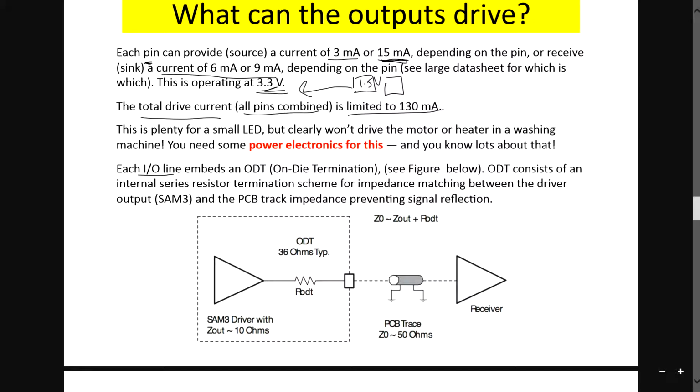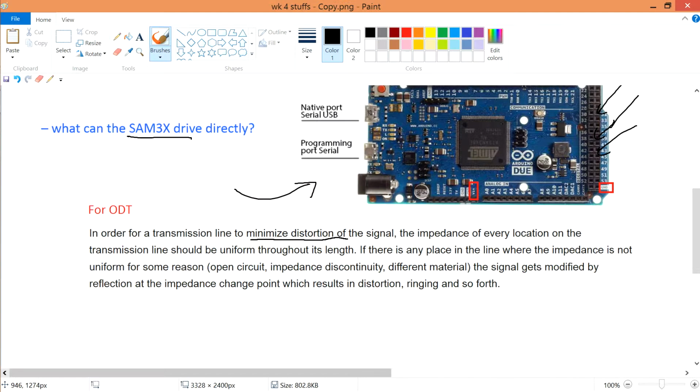Each I/O line, meaning input output, I is input, O is output, so input output line, has ODT, on-die termination. And what is it all about? It minimizes the distortion of the signal. Impedance, if you remember the Z, talking about the resistors in terms of the capacitor, and then you have some angle if you still remember the calculation. This is the impedance that we're talking about. It is somewhat the same as the resistance. The impedance of every location on the transmission line should be uniform throughout its length. So all the parts should have the same impedance.